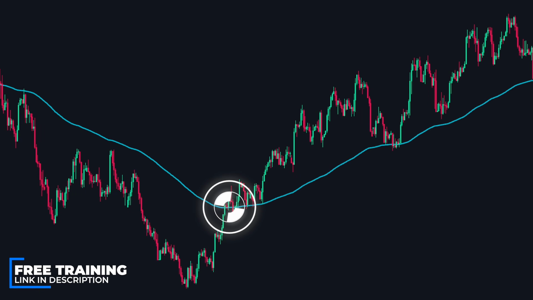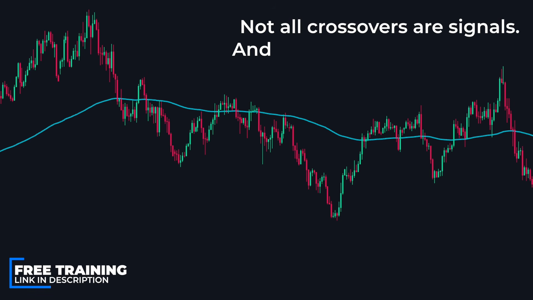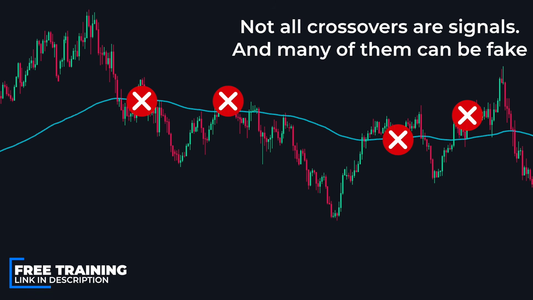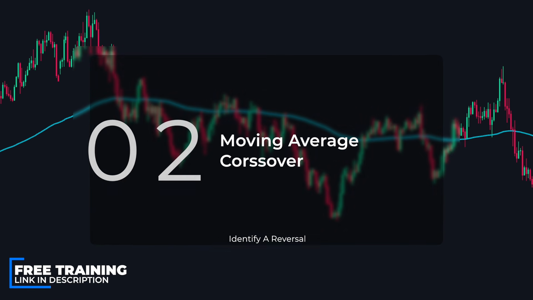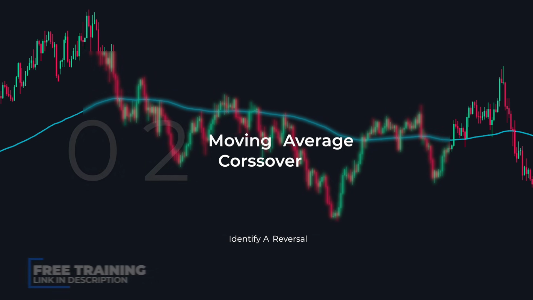Similarly, when the price crosses above the moving average from below, it indicates that the downtrend is over and the price will start a new uptrend. Remember, not all crossovers are signals, and many of them can be fake signals. To avoid such false signals, we can use a moving average crossover instead.